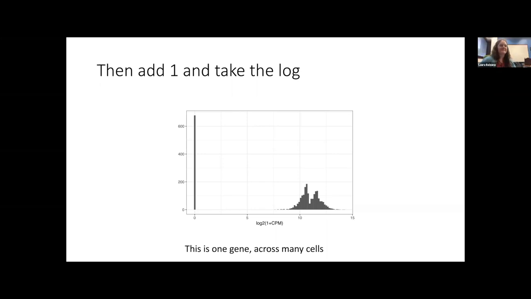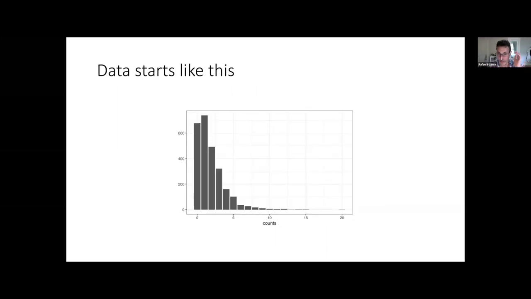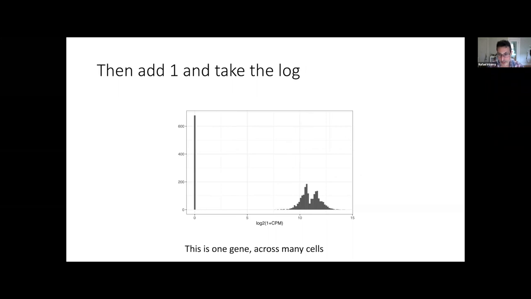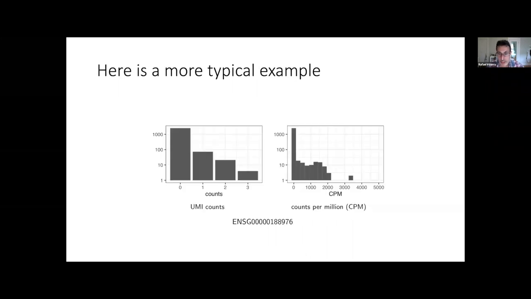Thank you. Okay, so you can see you start out with the raw data, and you end up with something completely driven by the transformation. Here's a more typical example. This is a more typical gene. You'll have mostly ones and twos and some threes, and that's it. So you'll start with that.